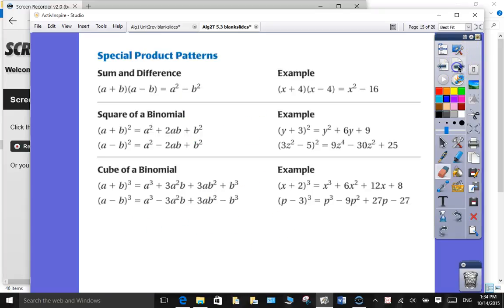Now the next thing in here is you might recognize some special patterns. Special product patterns. And honestly, this is just like the opposite of factoring. If you had to multiply x plus 4 times x minus 4, you might say, hey, wait a minute, isn't that just how we factor the difference of squares? Wouldn't that have just been the factoring of x squared minus 16? Yeah, that's it. So you would just jump to the x squared minus 16.